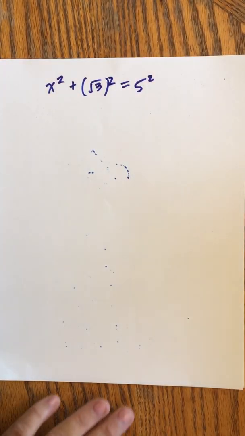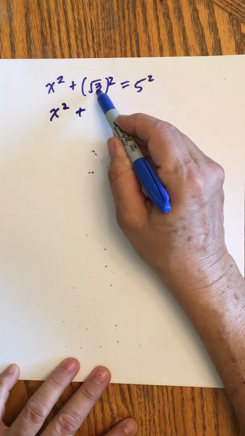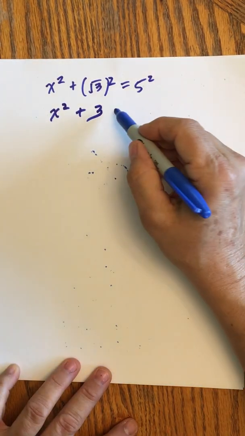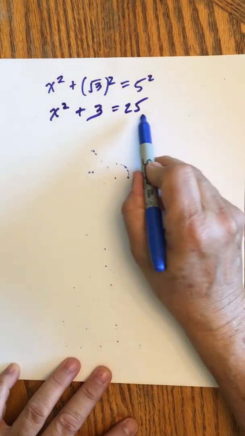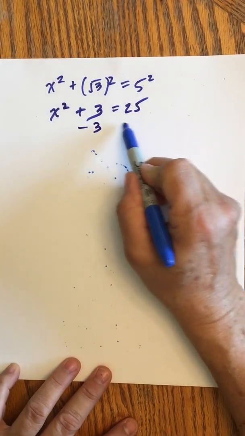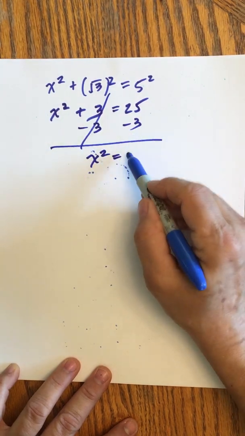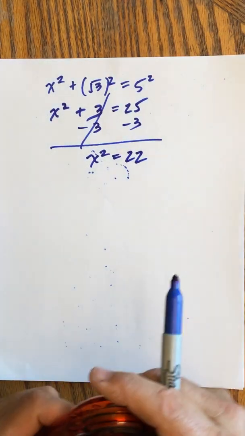All right. Now I can start simplifying a little bit. Square root 3 times square root 3 is just 3, no more square root. And 5 times 5 is 25. So now we just need to solve for x. I subtract 3 from both sides. So x squared equals what? 22. Okay.